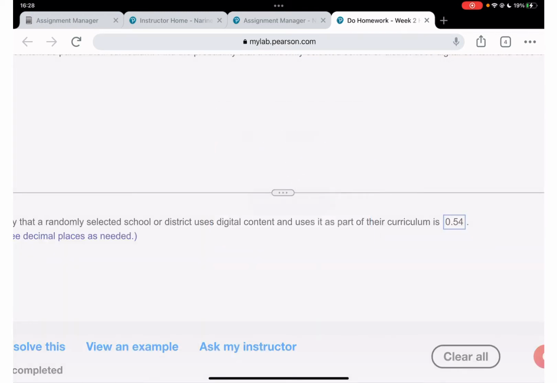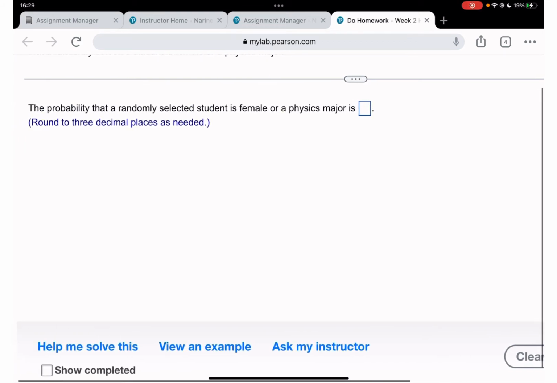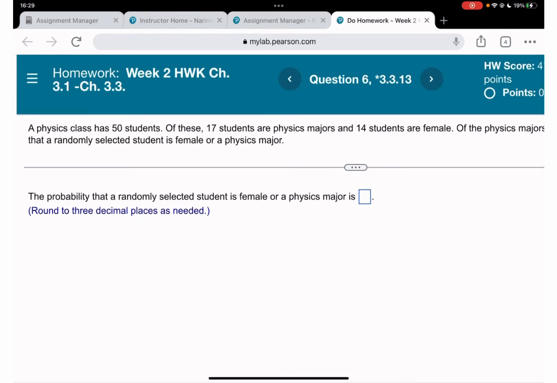Fantastic. Moving to next question. What is our next question? The probability that a randomly selected student, excuse me, is a female or a physics major.